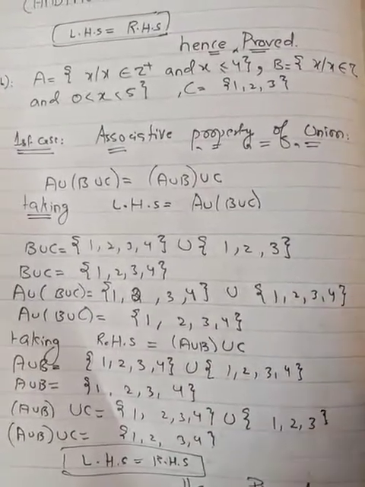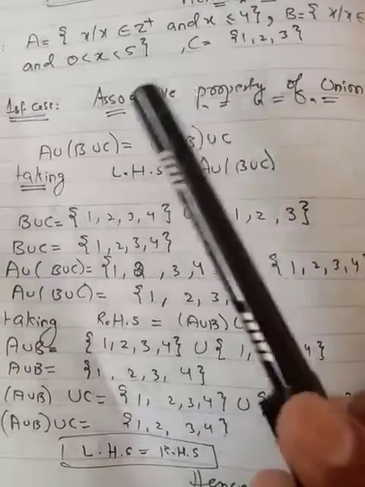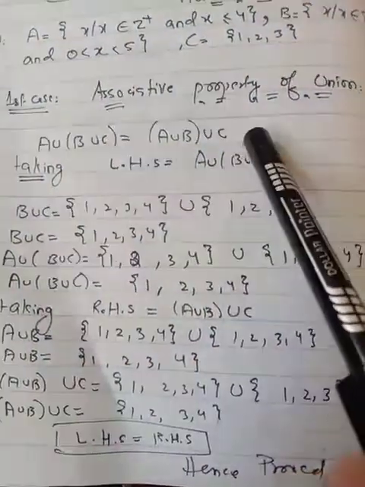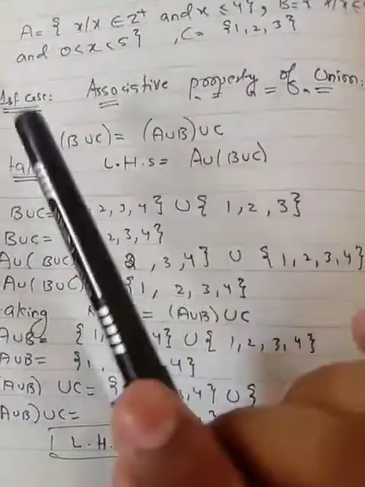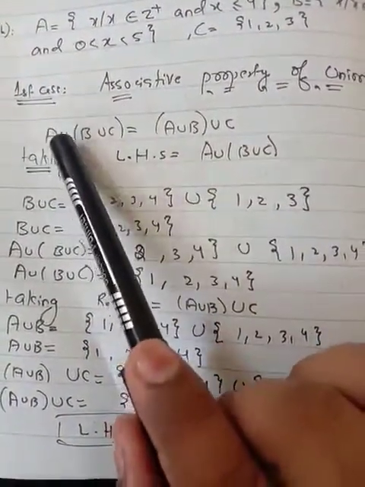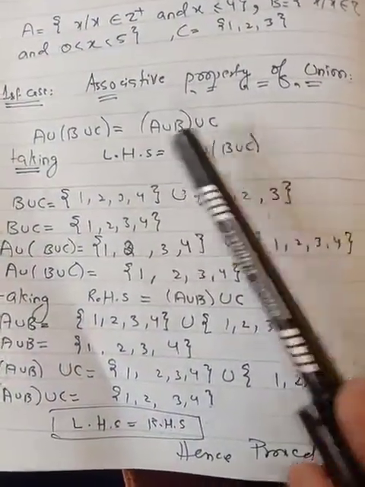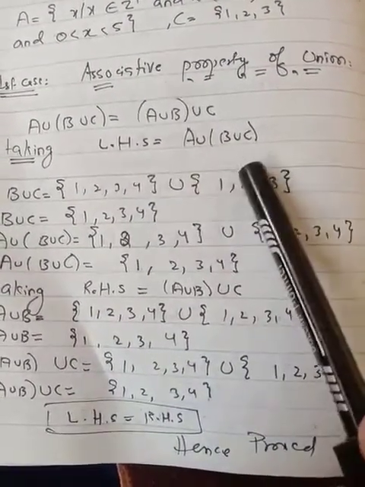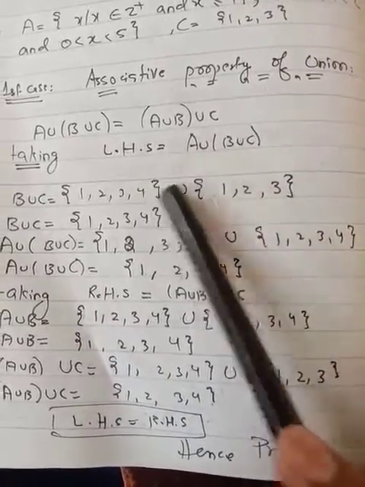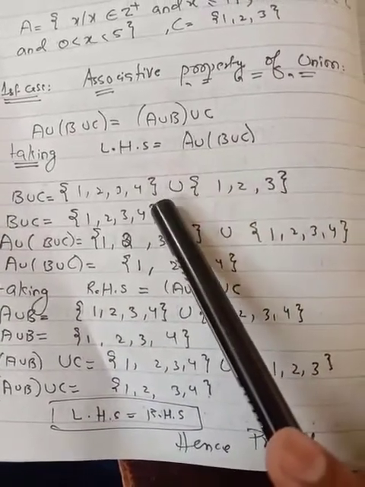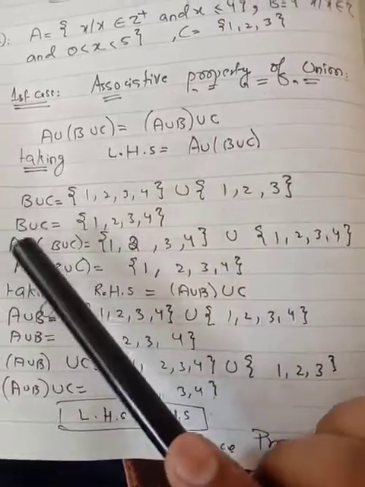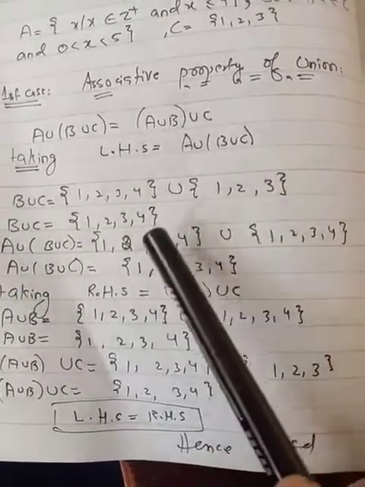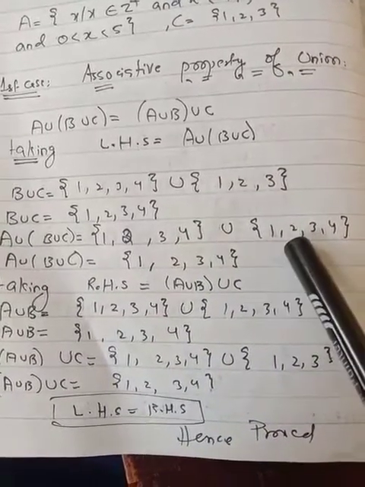First we will find the associative property of union. First we will find the left hand side. Left hand side is A union (B union C). B union C we will find first. B is 1, 2, 3, 4, union with C, which is 1, 2, 3. So the union of both sets will be 1, 2, 3, 4. After that we will find the union with A. A is 1, 2, 3, 4, and the union with B union C will be 1, 2, 3, 4. This is the answer of the left hand side.